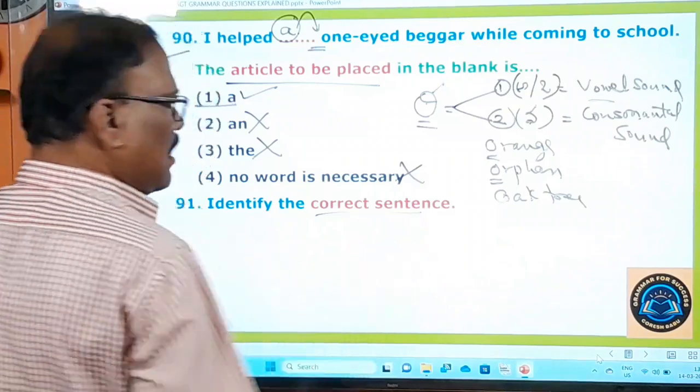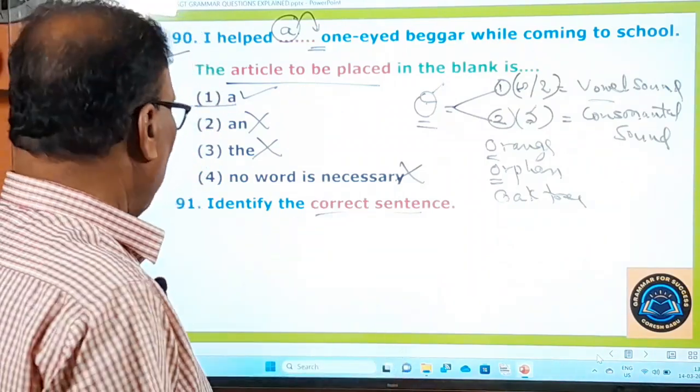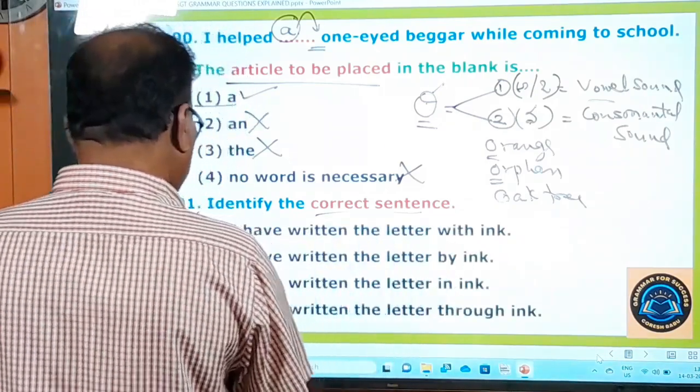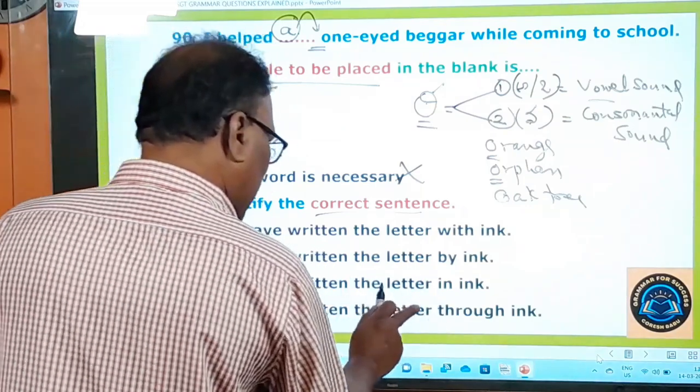Identify the correct sentence. Okay, he is asking you to choose the correct sentence. What is that? I have written the letter with ink. I have written the letter by ink. No. I have written the letter in ink. Yes. I have written the letter through ink. No.